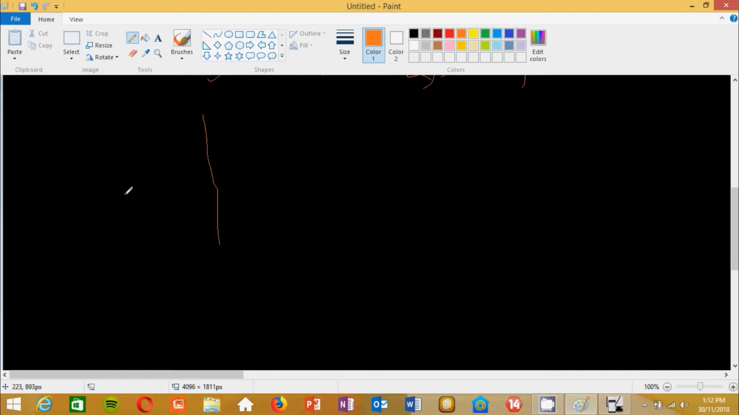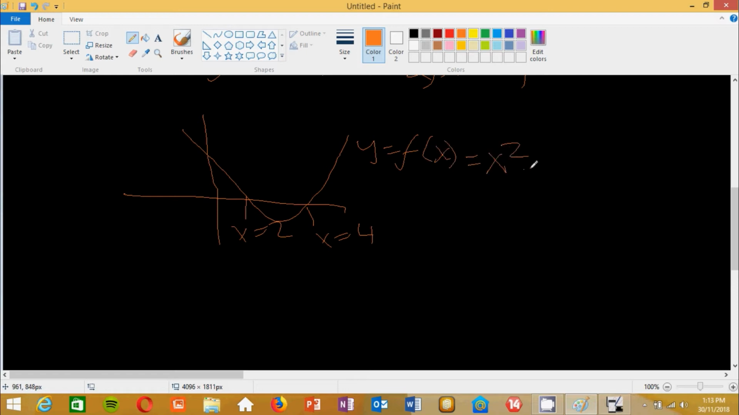We know that our graph is going to look like this, where this one is x is equal to 2, and this one is x is equal to 4. So this is the point x is equal to 2, this is the point x is equal to 4, and this is the graph y is equal to f of x, which is equal to x squared minus 6x plus 8.